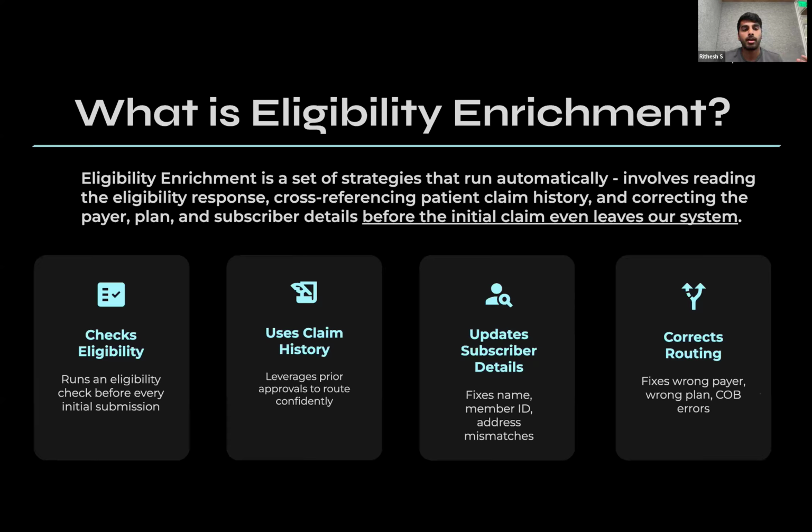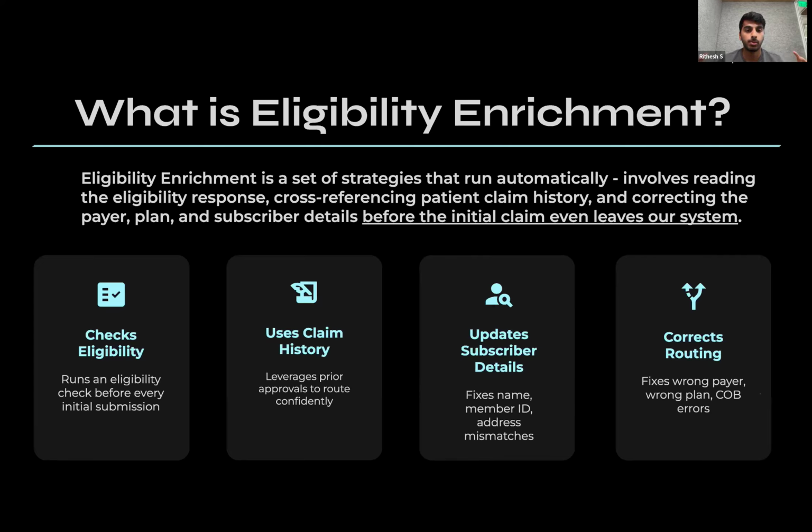One, we want to run eligibility checks before the initial submission. We obviously run it at the time of appointment as well, so we do leverage that data. But if there is no eligibility check for this claim, we proactively run a check just so that we can incorporate that as a data source. We then use the claim history. Patients will have prior approvals. So learning from those prior approvals to make sure that we have a really good decision on this current claim, that is also another input to eligibility enrichment.